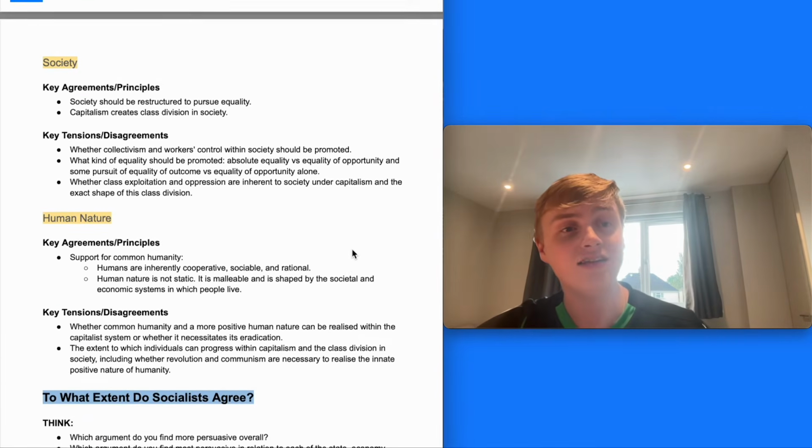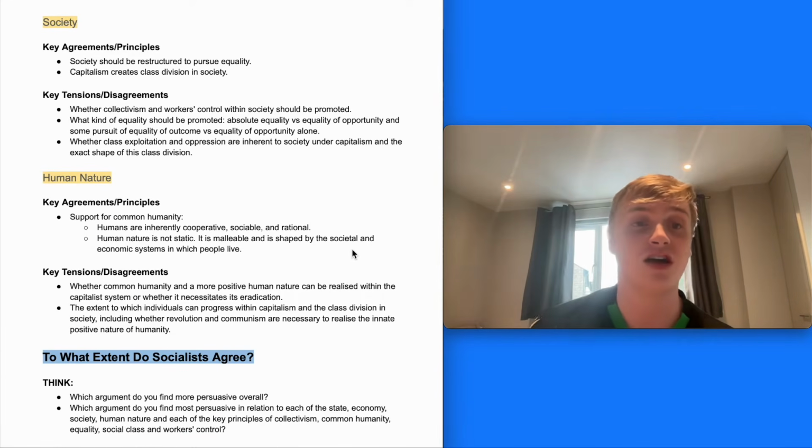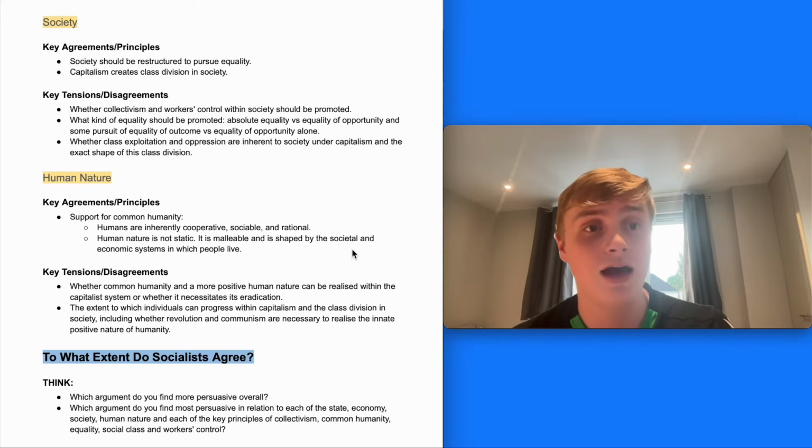In terms of society, the key agreements are that society should be restructured to pursue equality, and that capitalism creates class divisions.